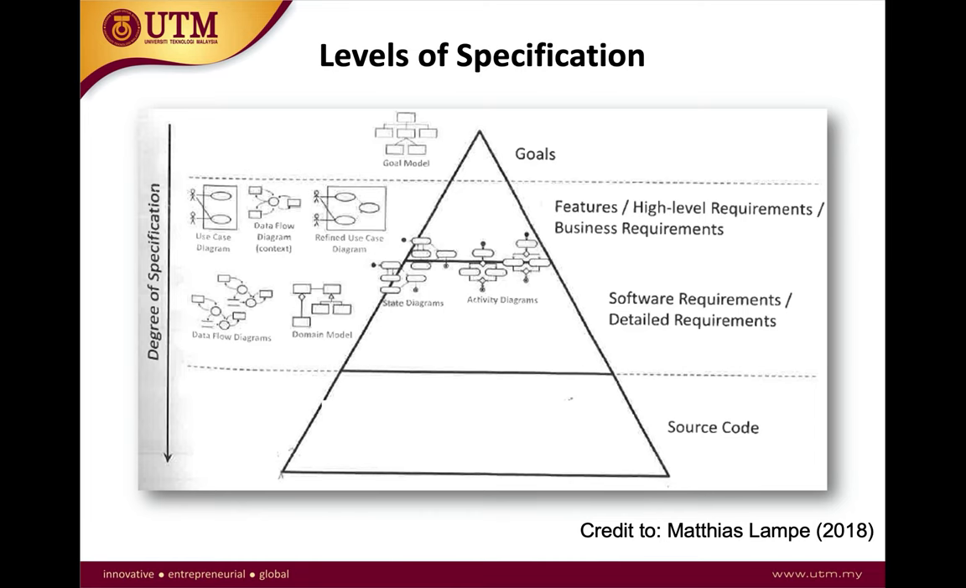In constructing diagrams as representation models for a system, we normally have different levels of specification. So in this picture, you can observe that goal diagram is a high level model that is visualized as a hierarchical structure from top to bottom to represent the system visions.